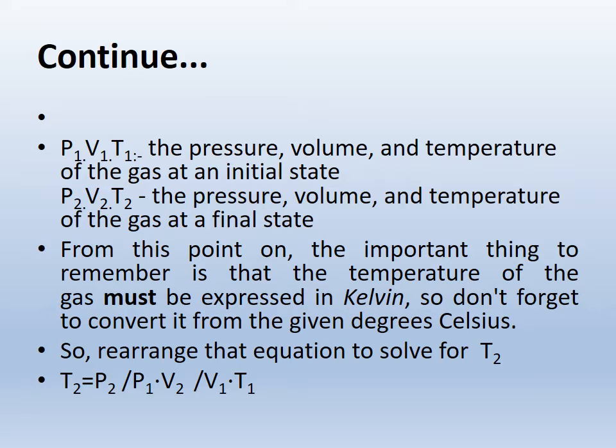at final state. Okay, so the important thing to remember is that the temperature of gas must be expressed in Kelvin. So do not forget to convert it from the given degree Celsius. Now rearrange that equation to solve for T2. So what do you obtain for T2? T2 is equal to P2 upon P1 into V2 upon V1 into T1. So with the help of this formula, we will calculate the value of our T2.